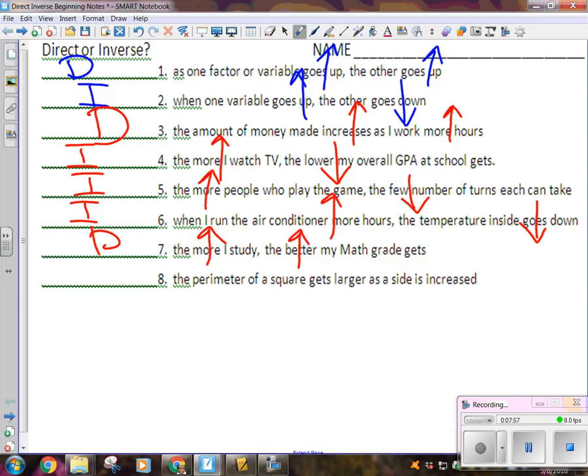The perimeter of a square gets larger as a side is increased. So if I have a square and then I make it bigger, the perimeter is going to get what? Increase the side, perimeter gets larger, it's direct. So what do you think? You got an idea now what direct means and what inverse means? Okay, that's where we're getting started.